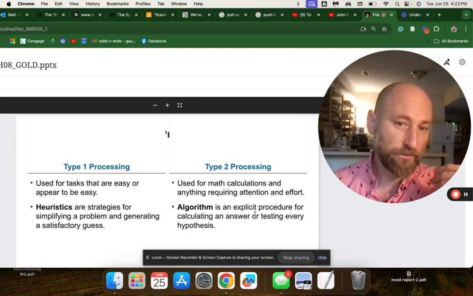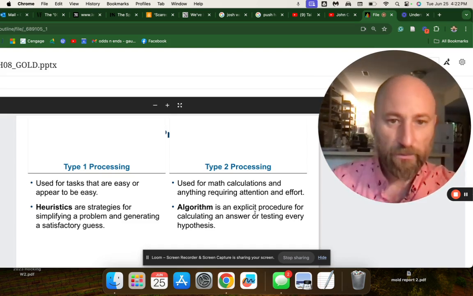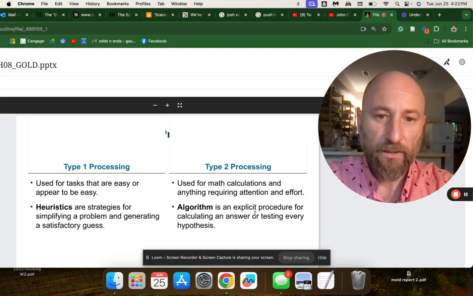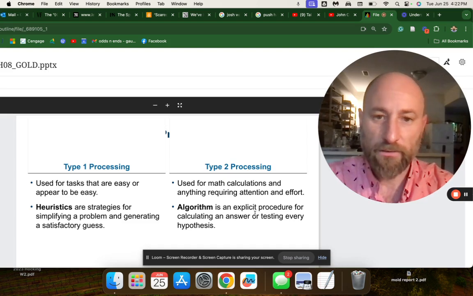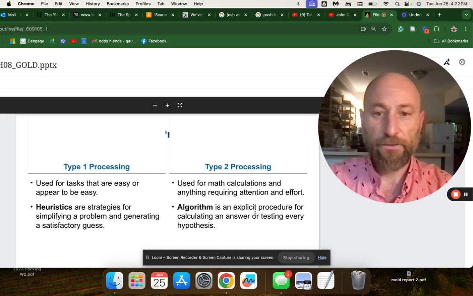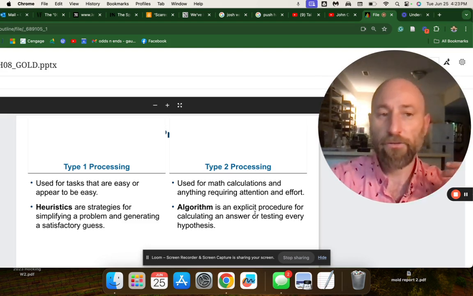Type 2 processing is used for anything that requires attention and effort, certainly math calculations, but many other things. An algorithm is an explicit procedure for calculating an answer or testing every hypothesis. So say you hear Donald Trump say something about climate change. Now you want to do some type 2 processing. Now you start to do research.